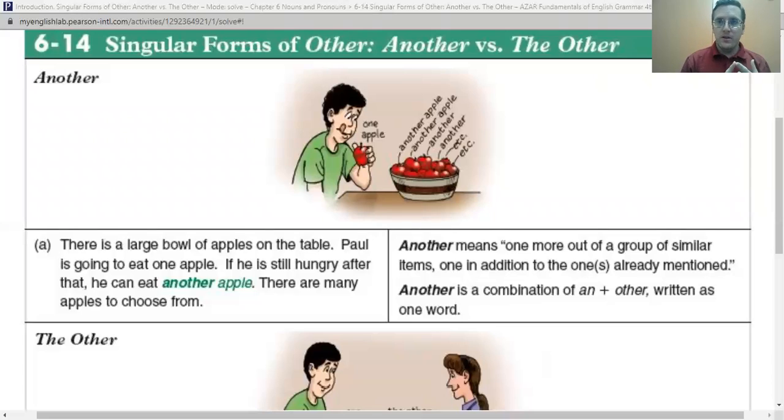Hi everyone. In today's video, we're going to look at forms of other, another, and the other. Okay, so let's look at this picture here.